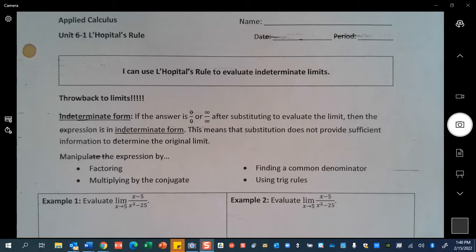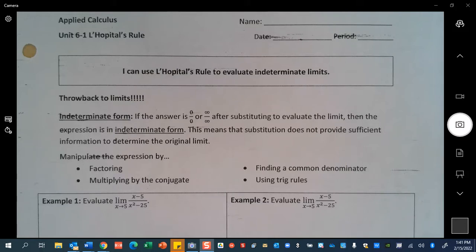And that was a pain. Do you remember how much work that was? Do you remember how some of the limit problems filled up the whole board? And you're like, there's got to be a better way. Well, L'Hopital thought the same thing too. Because L'Hopital was like, dude, I got an easier way for you.